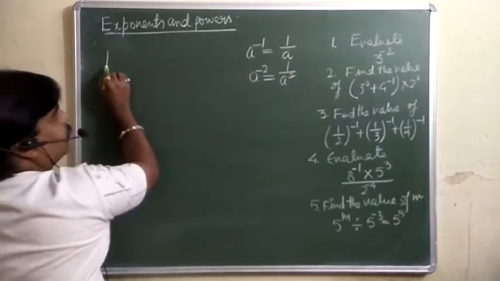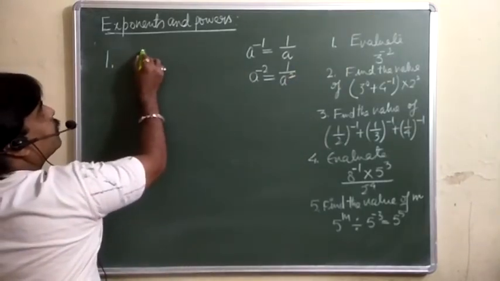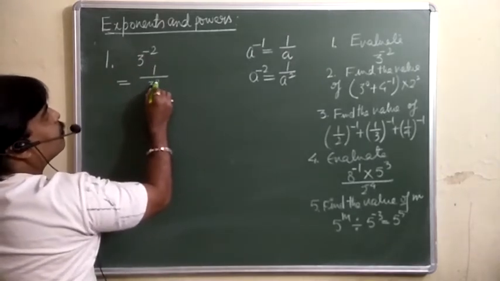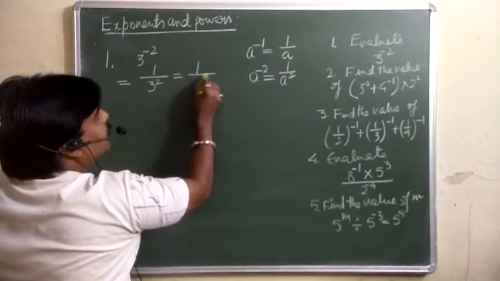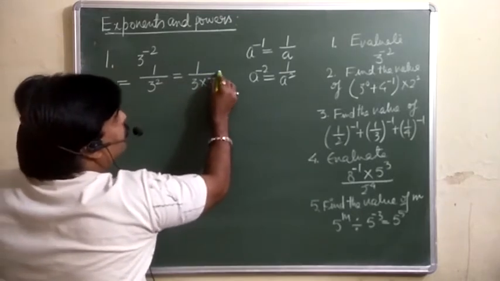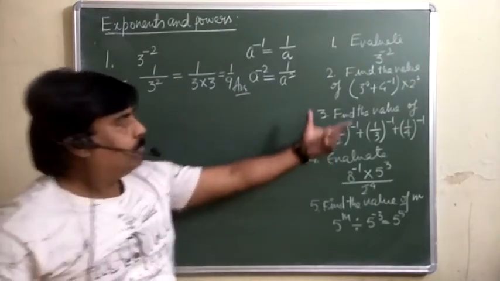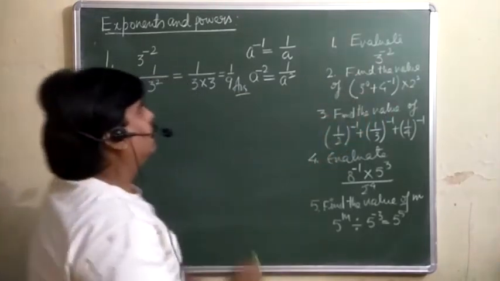Now first case you are taking. So we want to evaluate this 3 raised to power -2. It means this is equal to what? This is equal to 1 over 3 raised to power +2, and this can be written as 1 over 3 into 3, and 3 into 3 means that is 1 over 9, and this is your answer. Simple, you can do that. Now this is question number 2.